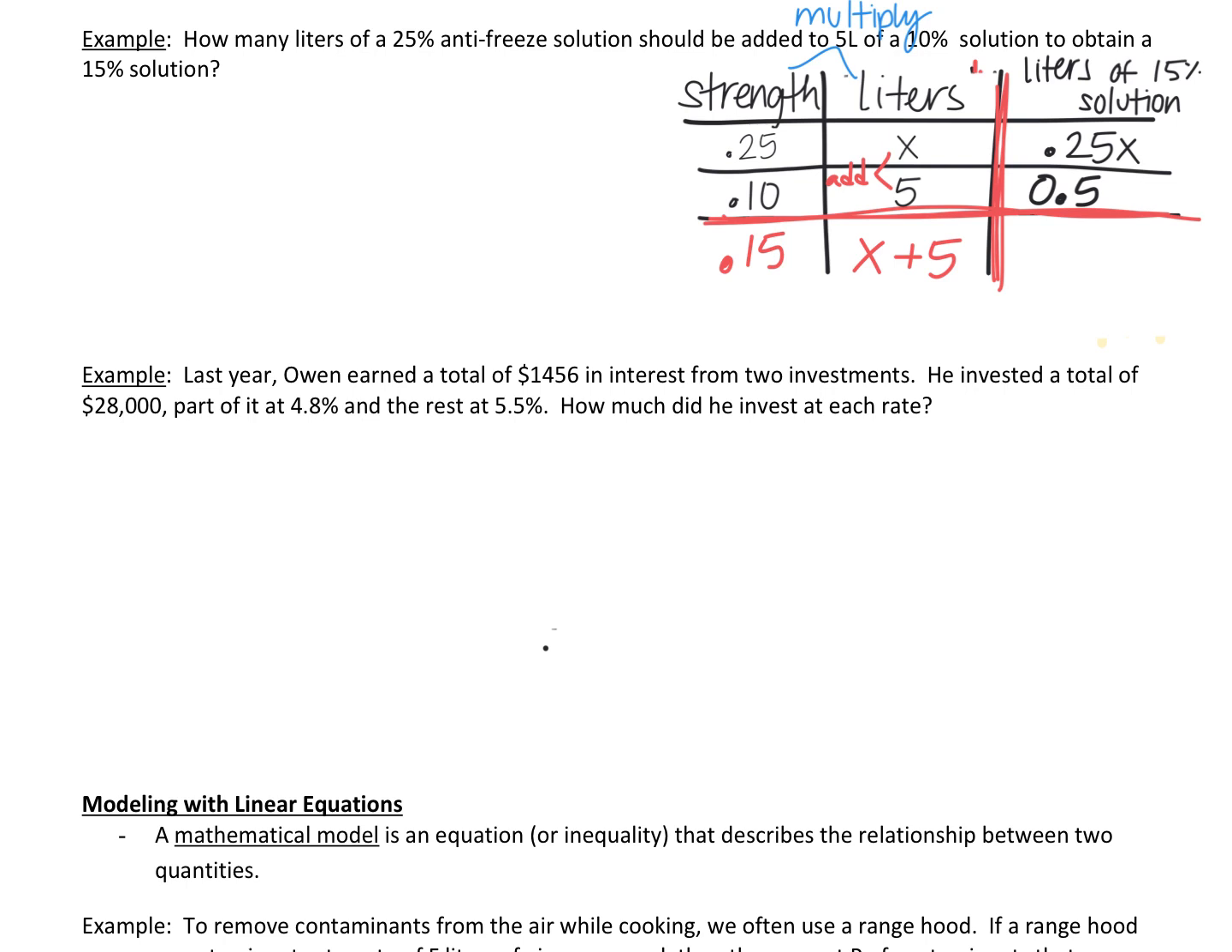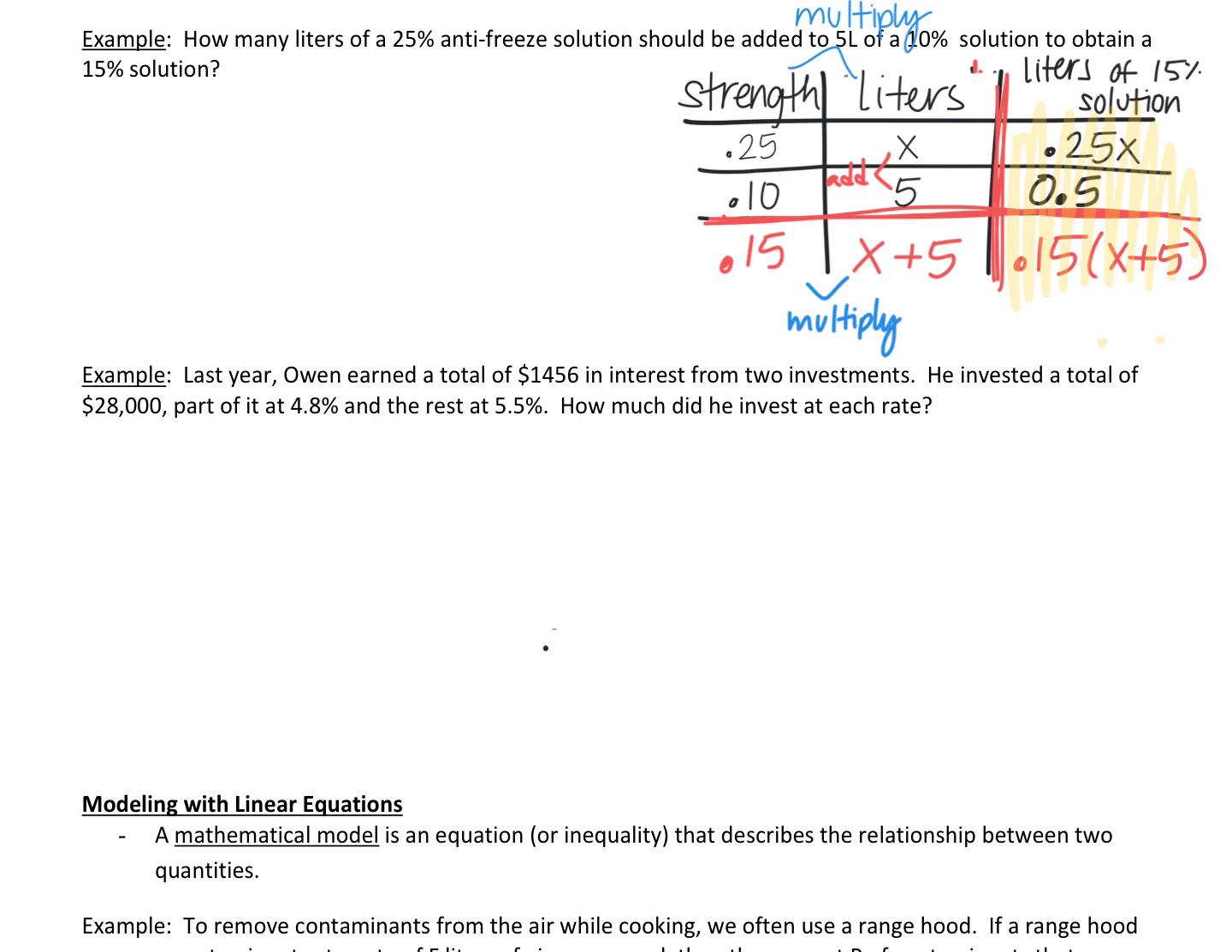And then again, you are going to multiply these. It should be 15% when I multiply it by the number of liters. So 0.15 times my total number of liters, which is X plus 5. So we're saying, what you see in this right column, okay, this part here. Part plus part equals whole. So my 25% solution plus my 10% solution should be equal to my 15% solution total.